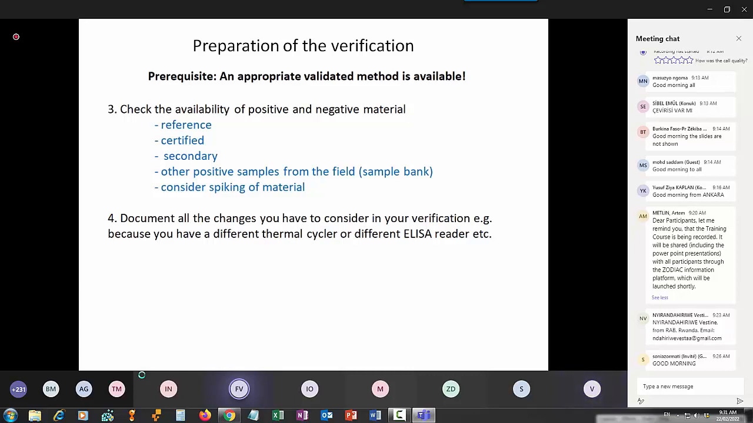Then pay attention and document all the changes you have to consider regarding the original validation process in your verification. For example, document: I have a different ELISA reader, or I use a different polymerase, or I use a different other item. Document all these changes when you plan to do your verification.